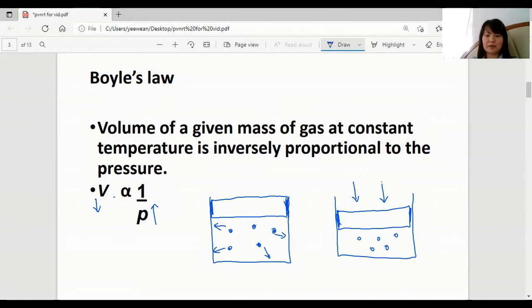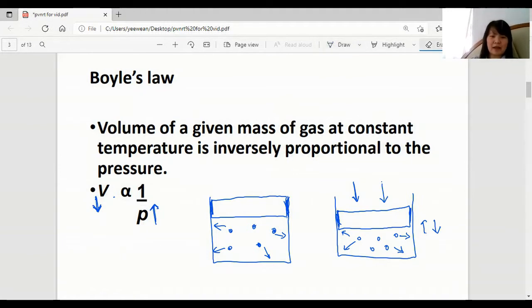When I press this down, the molecules have less space to bounce, so they exert more pressure. So the pressure has increased, but the volume has decreased. This means that P times V is actually a constant. When the volume decreases, the pressure increases, and P times V comes back to the same reading.